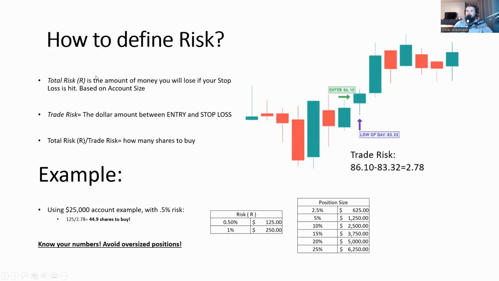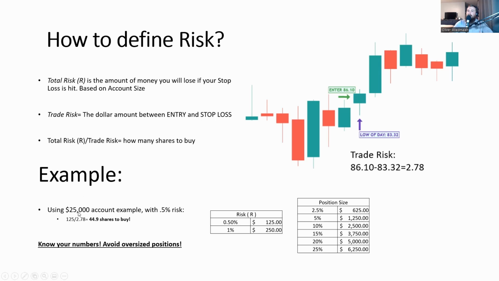So how do we define risk? Your total risk is going to be the amount of money that you will lose if your stop loss is hit, and it should be based on your account size. For this example, if you enter at $86.10, the low of the day is $83.32. You subtract 83.32 from 86.10, so you're risking $2.78.